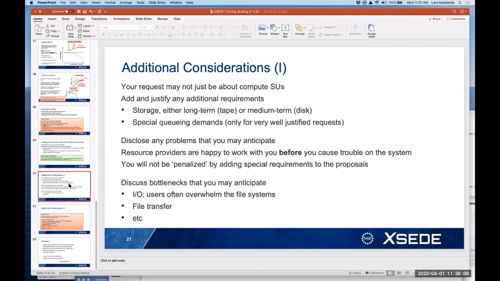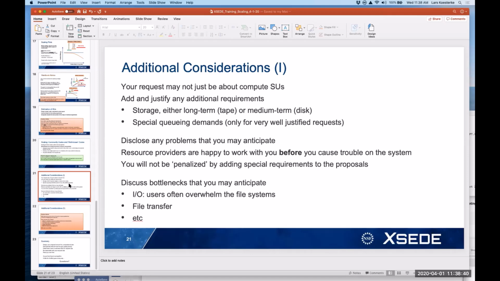Resource providers are happy to work with you before you cause trouble on the system. And you're not penalized for disclosing that your code needs some or may cause some trouble IO-wise or other things. So always add your special requirements to the proposal, and we have a whole team of ECSS staff members who can help you with specific problems and help you improve your code or your code performance.